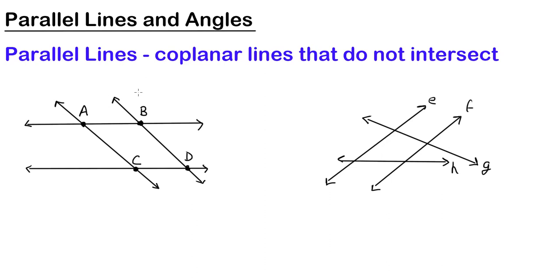All right, in this lesson, we're going to discuss parallel lines and angles. First, let's discuss parallel lines. Parallel lines are coplanar lines that do not intersect. So what does coplanar mean?